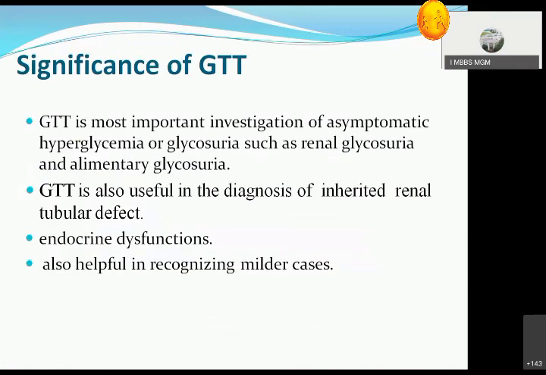Now, what is the significance of glucose tolerance test? GTT is the most important investigation for asymptomatic hypoglycemia or glycosuria, such as renal glycosuria and alimentary glycosuria. It is also useful in diagnosis of inherited renal tubular defect. Next, it is helpful in endocrine dysfunction and also helpful in recognizing the milder cases.